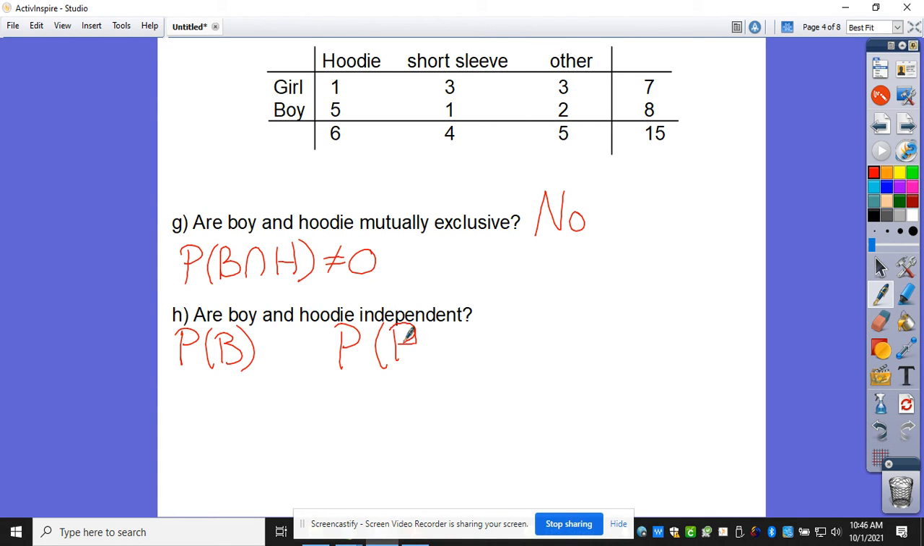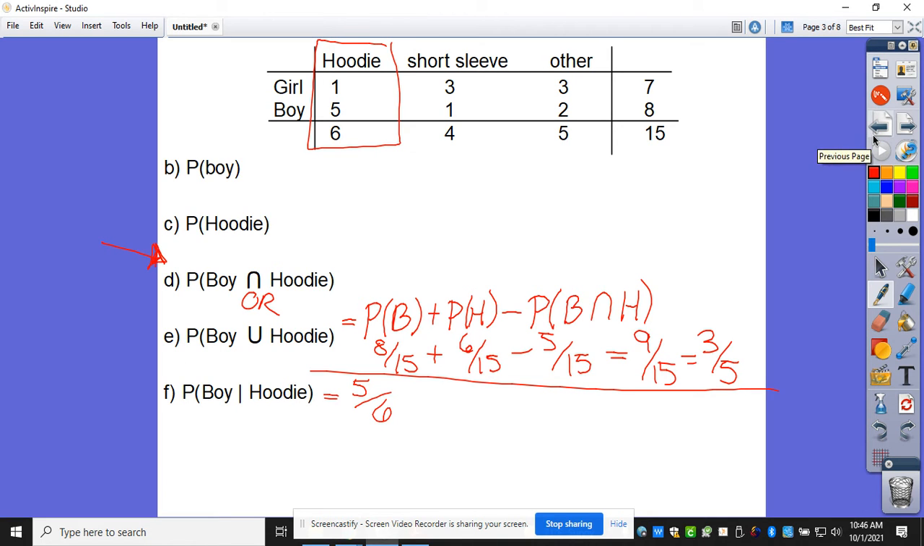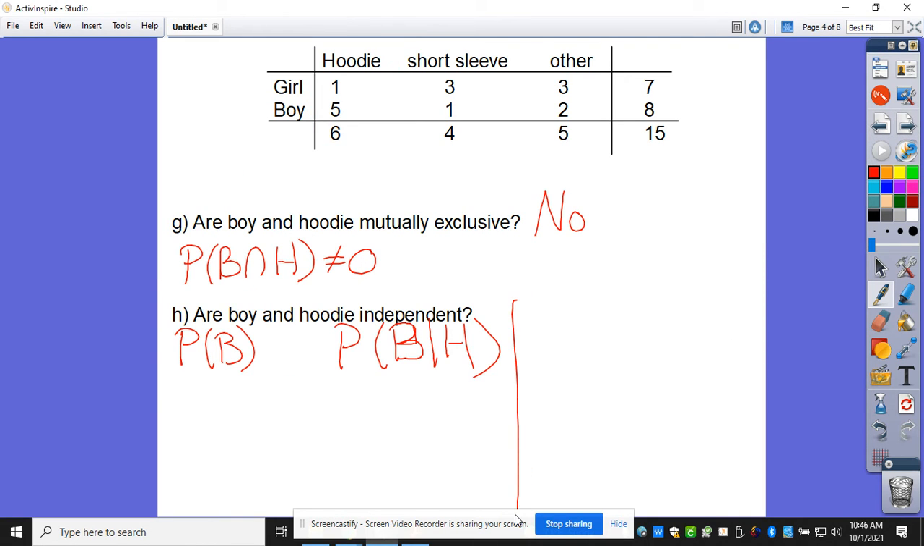And so why did I choose to go with boy given hoodie and not hoodie given boy? Does it matter which one I use? No. So if I already found one, should I use it? Yes. If I instead used this one, probability of hoodie given boy, I would now need to compare to what? Because whatever goes here has to be the same. But, so what was our probability of boy? What was our probability of boy given hoodie?